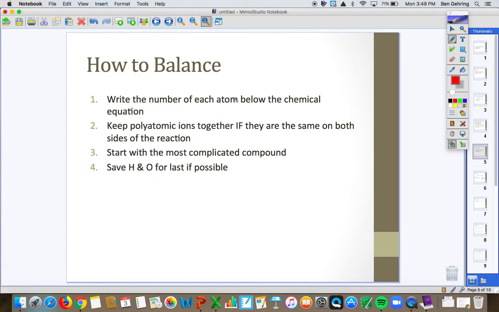In order to do this, there are some steps to follow. First, write the number of each atom below the chemical equation. And I'll give you a practice example. When you do this, you can keep polyatomic ions together if they're the same on both sides of the reaction. To make things easiest, I would start with the most complicated compound, the one that looks the scariest. For example, your polyatomic ions are a good place to start. And then if you can do so, save hydrogen and oxygen for last. It tends to make it easier in the end. You don't have to, but that's how I would suggest you do it.